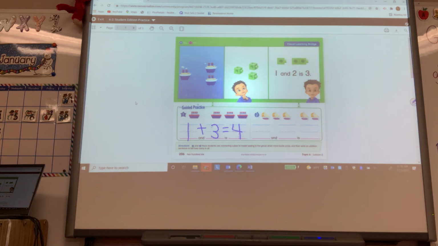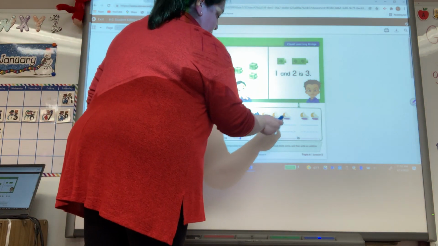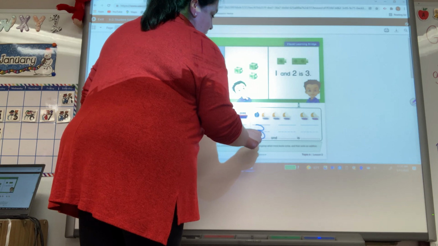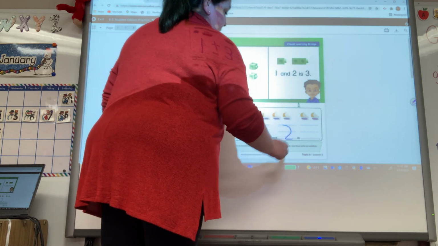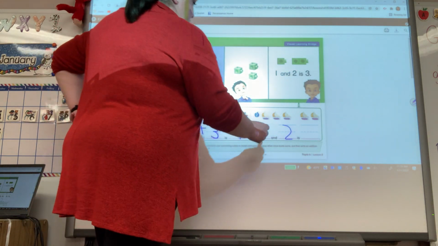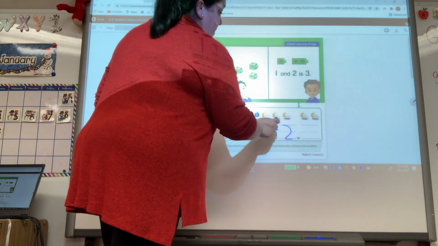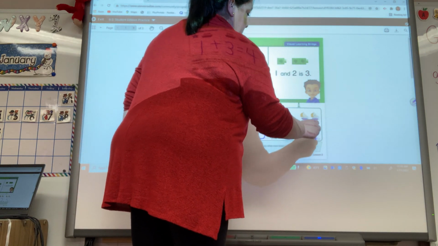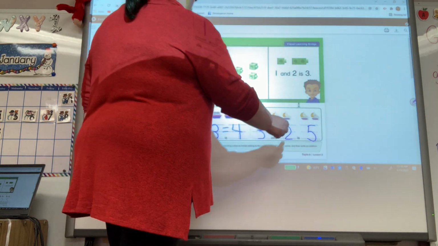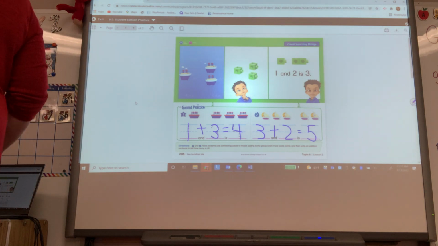Let's look at number 2. It's inside of the apple. We have 1, 2, 3 boats, and 1, 2 boats. How many do we have all together? 1, 2, 3, 4, 5. So 3 plus 2 equals 5.